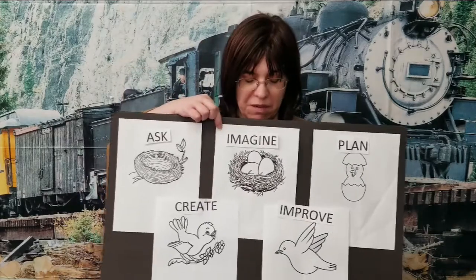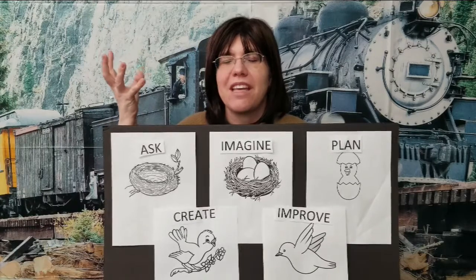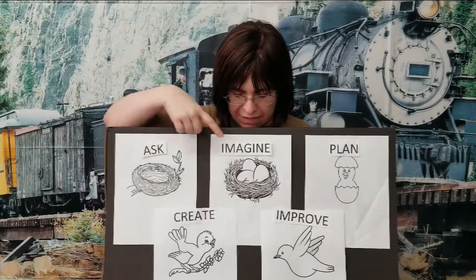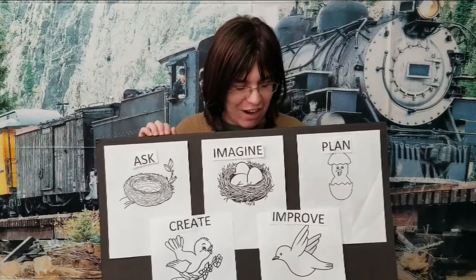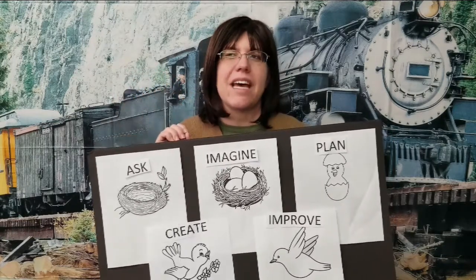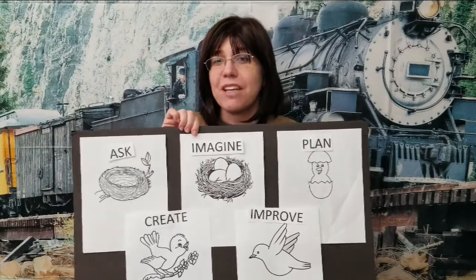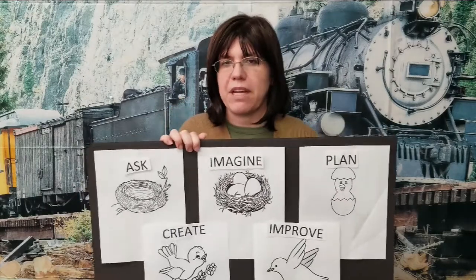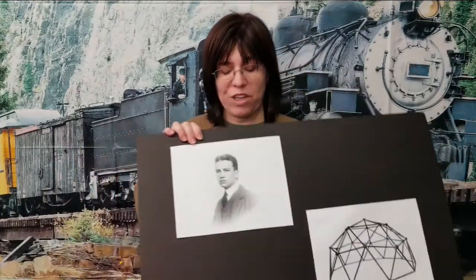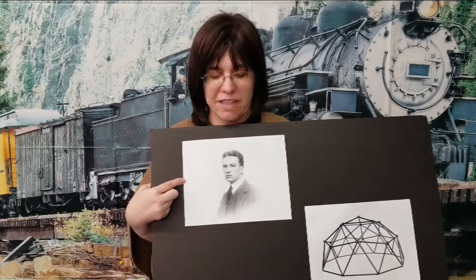Our next step here is to imagine. You can imagine what you could make. Come up with some kind of an idea. This is where the baby birds, they're not hatched out yet, but the eggs are there. So the beginning of an idea. And so you can imagine the possibilities. The first man here in the United States to really imagine the possibilities about a geodesic dome was a man named Richard Buckminster Fuller, which I think is a fantastic name.